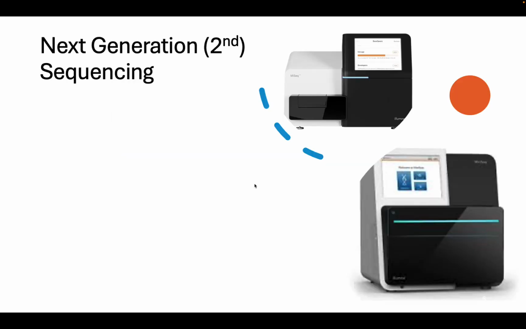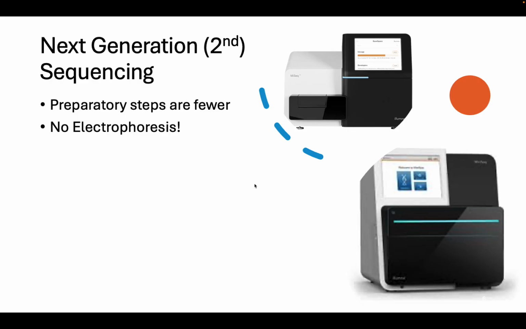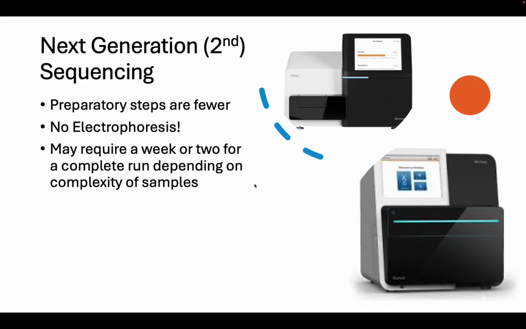And there were a lot of benefits to this over first gen sequencing. For example, the preparatory steps are fewer. You don't have to run the PCR first. You don't have to purify all of this DNA and run it out on a gel, so it gets to be a lot faster, right? No electrophoresis. The other thing is that depending on how complex the run is, you could sequence a whole genome on one machine in a week or 2, rather than having to sequence a whole genome on many, many machines over weeks and weeks.